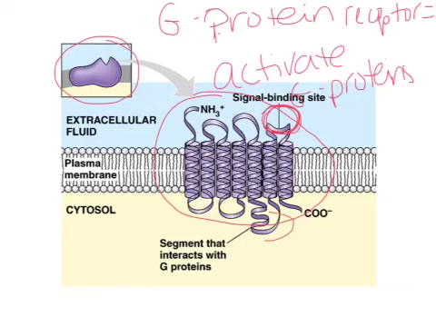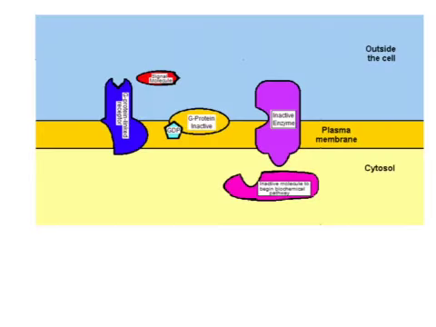You'll see the receptor has a portion that interacts with the G protein. So the receptor is not the G protein. The receptor is what will interact with the G protein, and the binding of the ligand triggers that interaction. Let's look at a drawing that kind of shows us that a little bit.